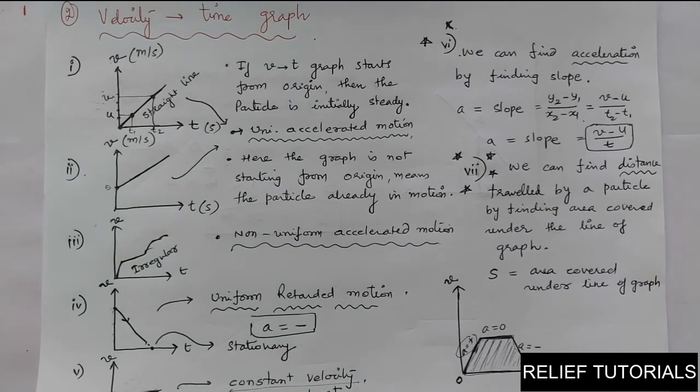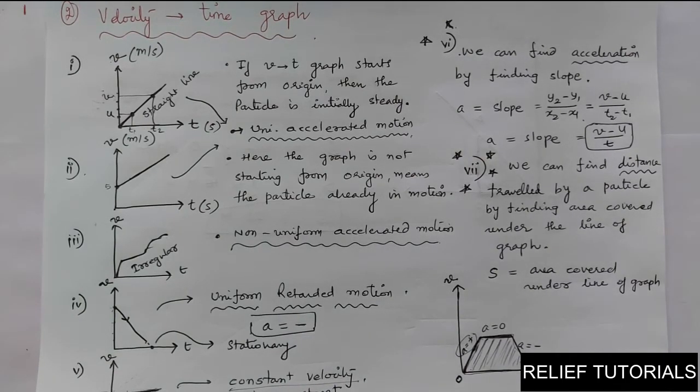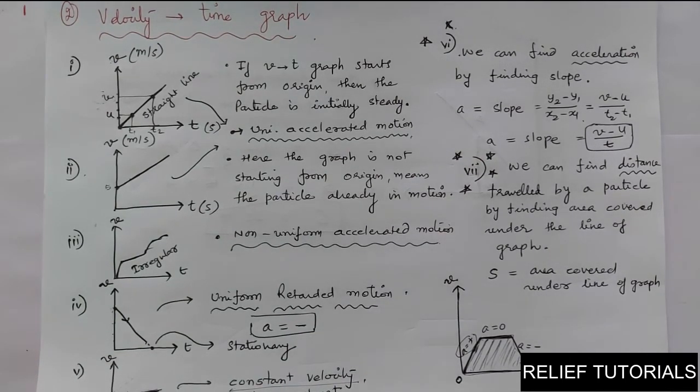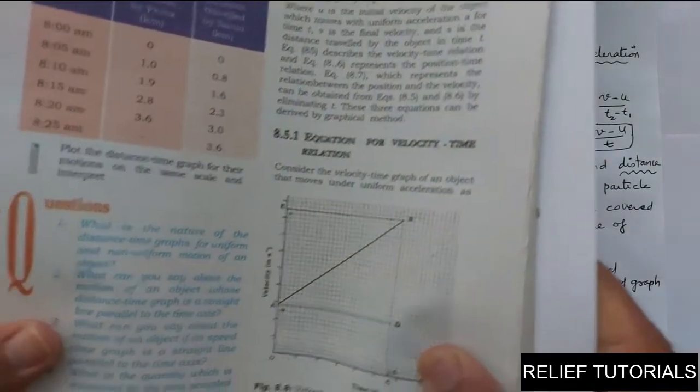Is that clear? So this is all about the velocity versus time graph and the distance versus time graph. Based on this, we can have some blue color questions given in your textbook, page number 107. Please take out question number 1 here.